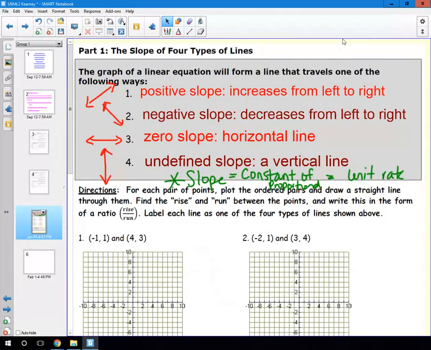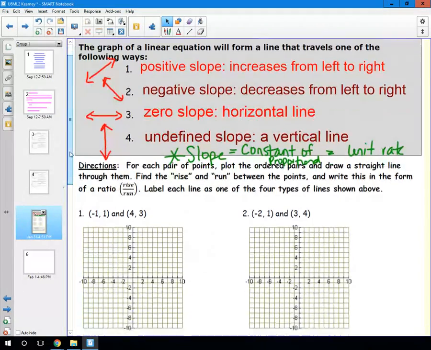I have that written up here. You see that it's starred. Constant of proportionality is the same thing as the unit rate, which is the same thing as slope. Basically we said constant of proportionality is a constant rate of change. That's what slope is. Slope is telling us how the line is changing. All the lines we're going to look at are straight lines. That's called linear. They're linear because they have a slope, which means that there's a constant rate of change. It's changing at a constant speed.